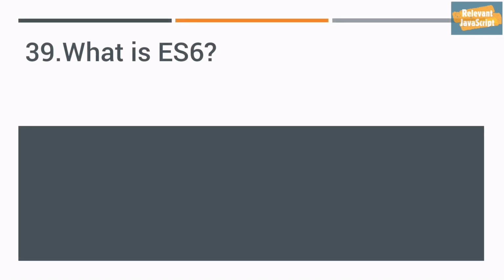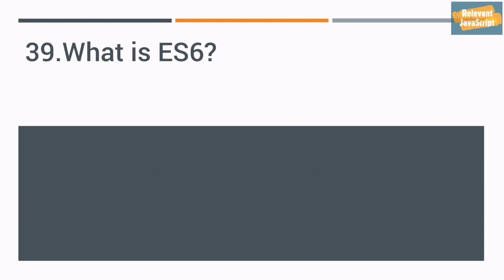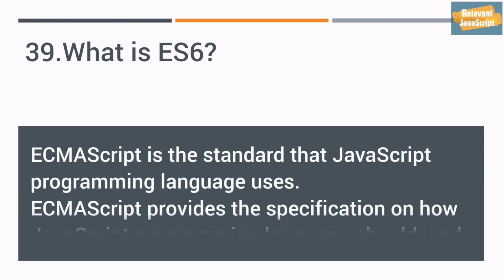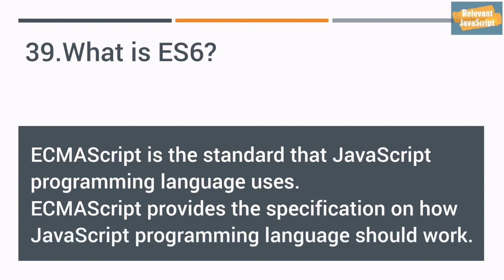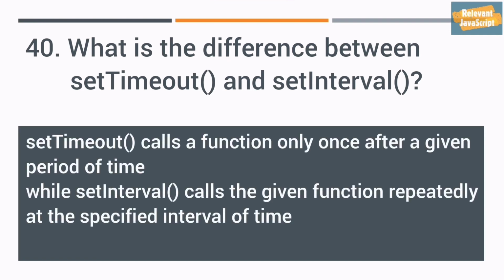Question number 39. What is ES6? ES6 stands for ECMAScript 6, the newer version of JavaScript that was introduced in 2015. ECMAScript is the standard that the JavaScript programming language uses. ECMAScript provides the specification on how the JavaScript programming language should work. Question number 40. What is the difference between setTimeout and setInterval? setTimeout calls a function only once after a given period of time, while setInterval calls the given function repeatedly at the specified interval of time.